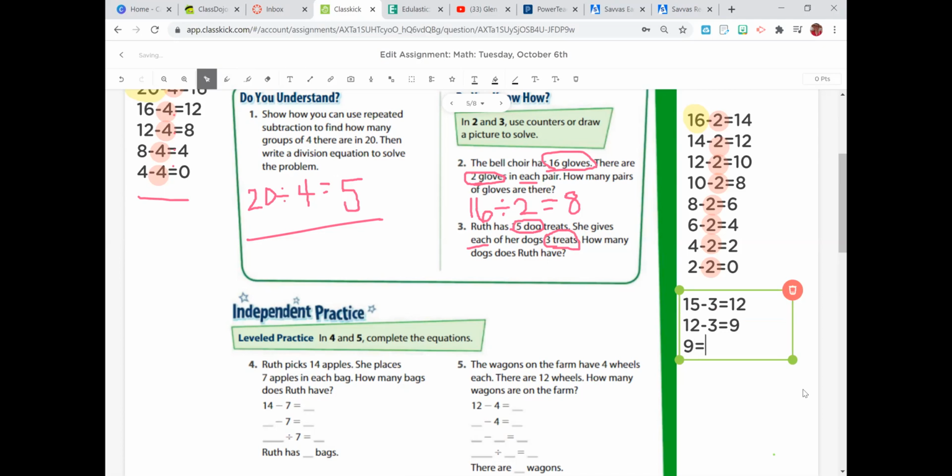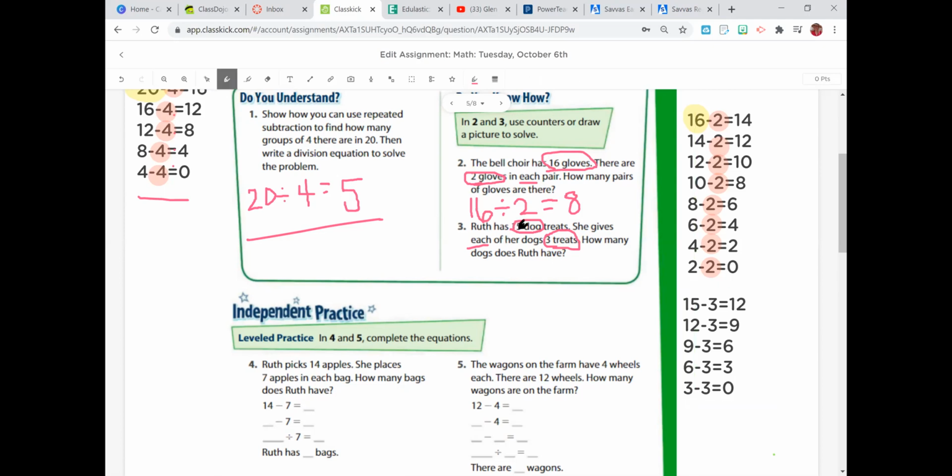I have 9. And I'll give another dog 3. That leaves me with 6. Now I only have 6 left. And I'm going to get rid of 3 more. And that leaves me with 3. And I only have 3 left. And I give that to the last dog. And that leaves me with 0 treats left over.